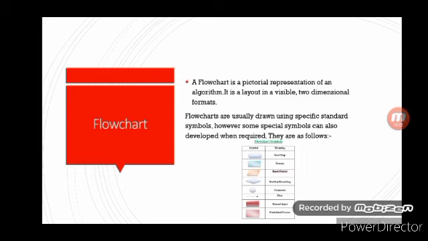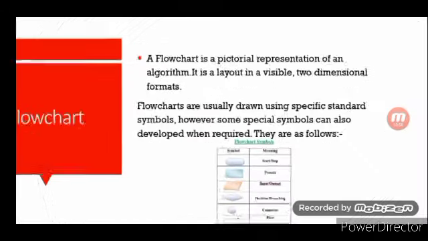So a flowchart is a pictorial representation of an algorithm. It is a layout in a visible two-dimensional format. Flowcharts are usually drawn using specific standard symbols. However, some special symbols can also be developed when required. They are as follows. Look, there are some symbols I have given here. There are many more also. Whatever are required, we get that symbol. These are the basic symbols we have.